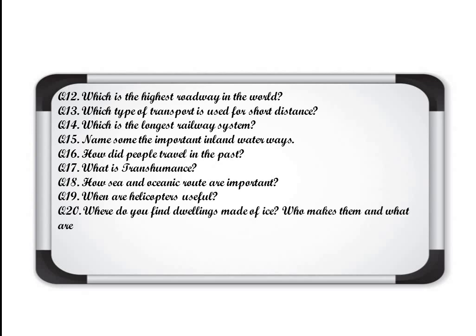That we already discussed. You know also that the dwellings or the houses made of ice are igloos, and they are basically found in the areas covered with snow. And who makes them? They are made by the Eskimos. So you'll write that; that was left to discuss.